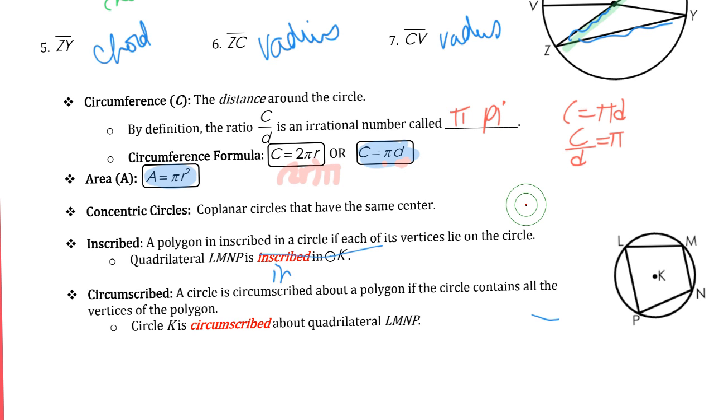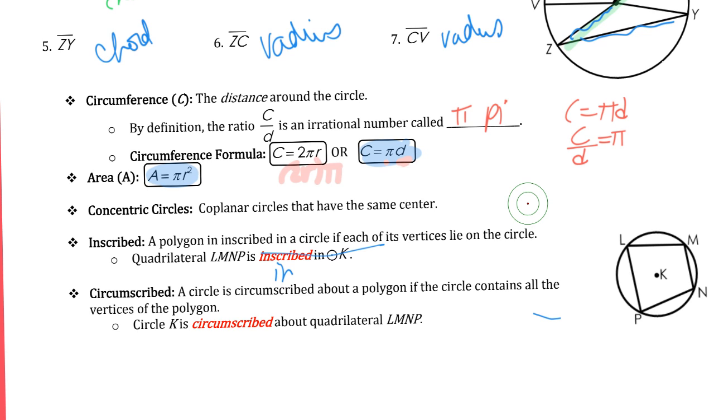And so circumscribed is outside, like circumference is outside of a circle. So a circle is outside the quadrilateral LMNP. And so this could be talked about from 2 directions. The quadrilateral is inscribed inside of the circle. You could also say the circle is outside, or circumscribed about, the quadrilateral. So inscribed means inside, circumscribed means circumference or outside.